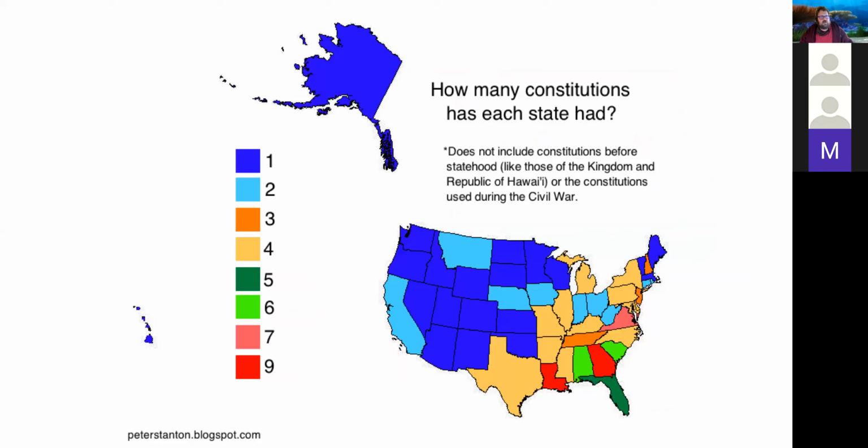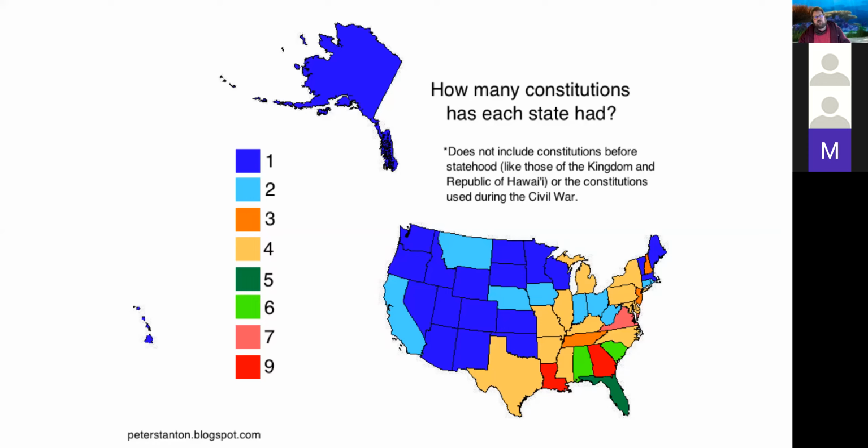Now, a number of states are still on their first constitutions. That's certainly more common as you get into the West, where states are not that old. Surprisingly to me, Massachusetts is still on its first constitution, the same constitution they've had since they became a state, which is pretty incredible.